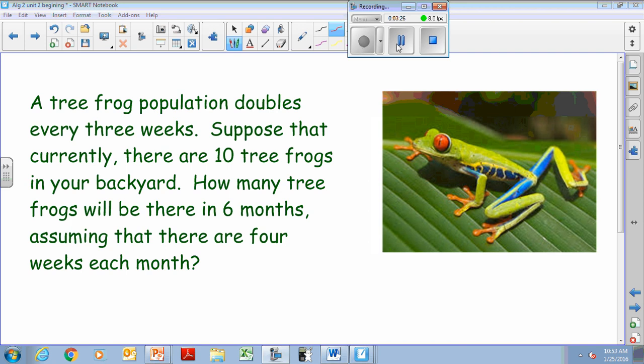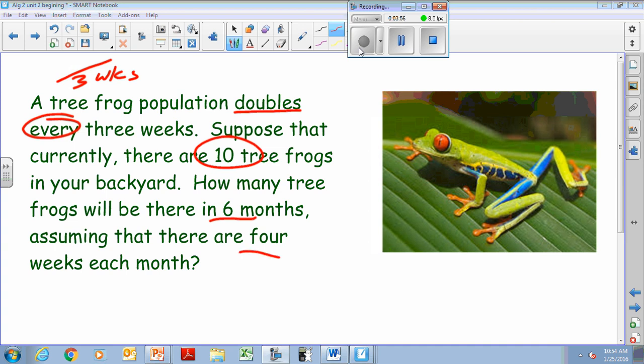Let's read the instructions, see what you're trying to get me to write out. I know that 3 weeks is going to be on the bottom. I don't know how to write doubles, but we'll find out. Suppose that currently there are 10 tree frogs in your backyard. My backyard? Oh, I'm going to have to move from that house. How many tree frogs, let's circle that 10, that's important. That's how many you're beginning with. How many tree frogs will there be in 6 months? Okay. Assuming that there are 4 weeks each month.